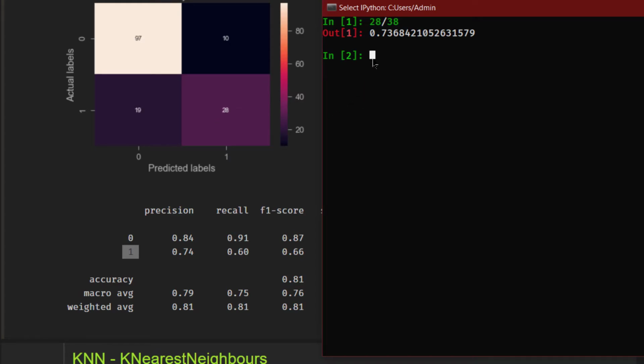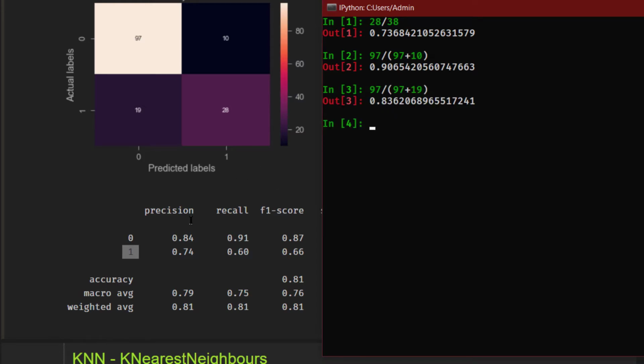So that's precision. You can of course see it for 0 also. Precision for 0 is, out of the total predicted values for 0, how many were true? So it seems like 97 out of 97 plus 19 values were true. Sorry, it's 19. That will explain why it's 0.84.